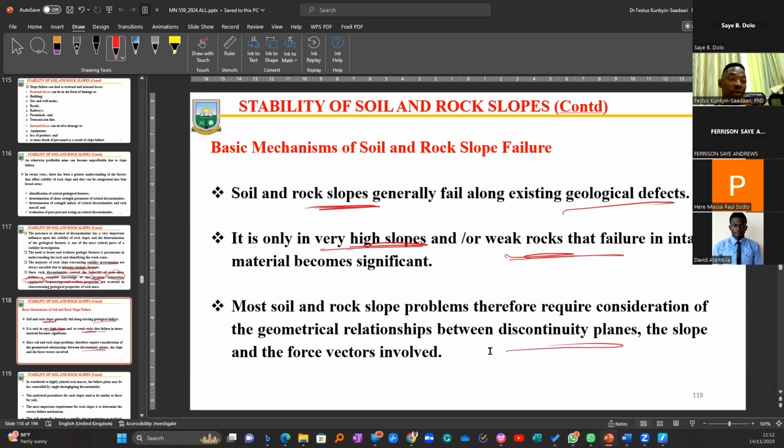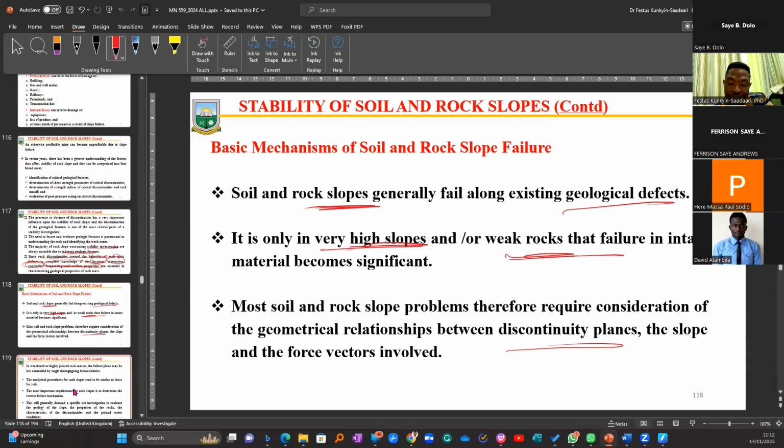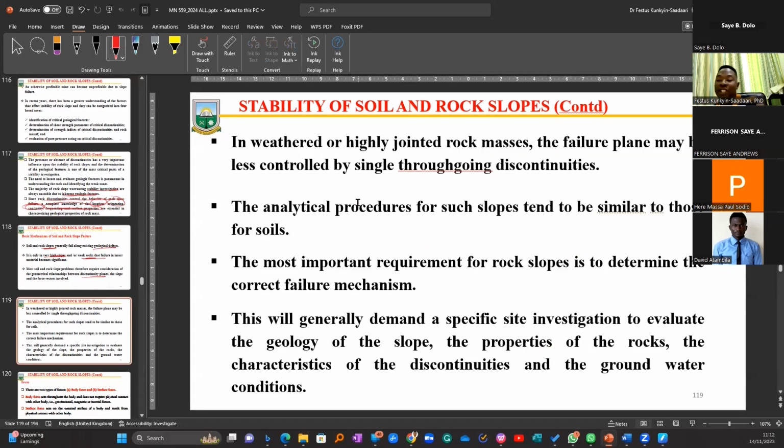And so as we forge ahead, we will come across the various types of failures in slopes briefly. In weathered or highly jointed rock masses, the failure plane may be less controlled by single through-going discontinuities, and analytical procedures for such slopes tend to be similar to those of soil. So if I have a rock that is highly broken, the failure behavior is similar to that of soil, because if you are a rock that is highly shattered, broken into pieces, forming a rock mass, you are similar to soil.